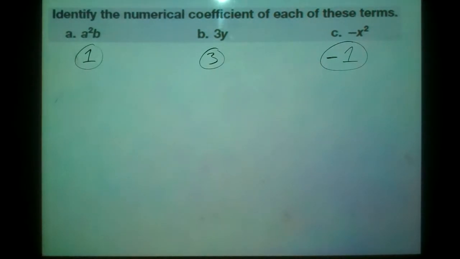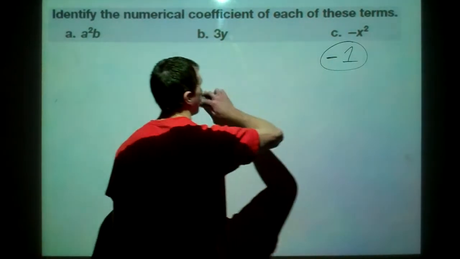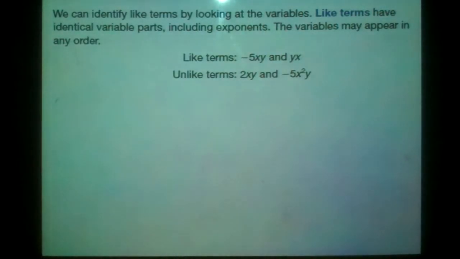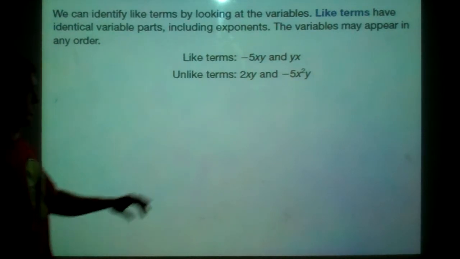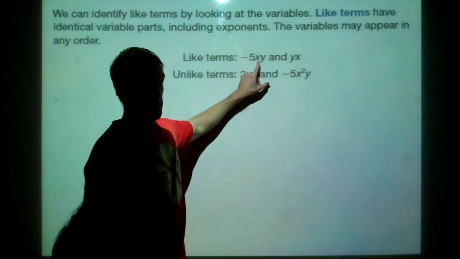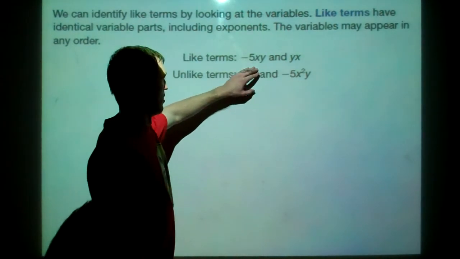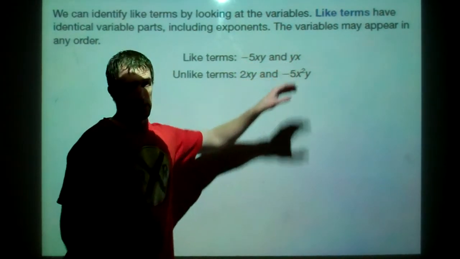Now, identifying those coefficients will come in handy because what we're going to do is combine like terms. That's what we're getting into. So, we can identify like terms by looking at the variables. So that's the key, the variables. Like terms have identical variable parts, including exponents. The variables may appear in any order, doesn't matter. So these would be like terms, negative 5xy and yx, because these contain the same variables. What I like to do is change the order around, so negative 5xy and xy, I would say.